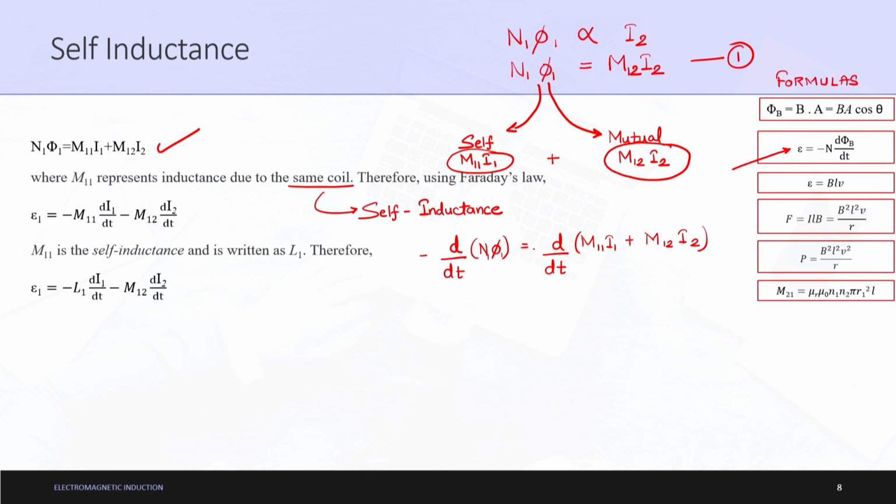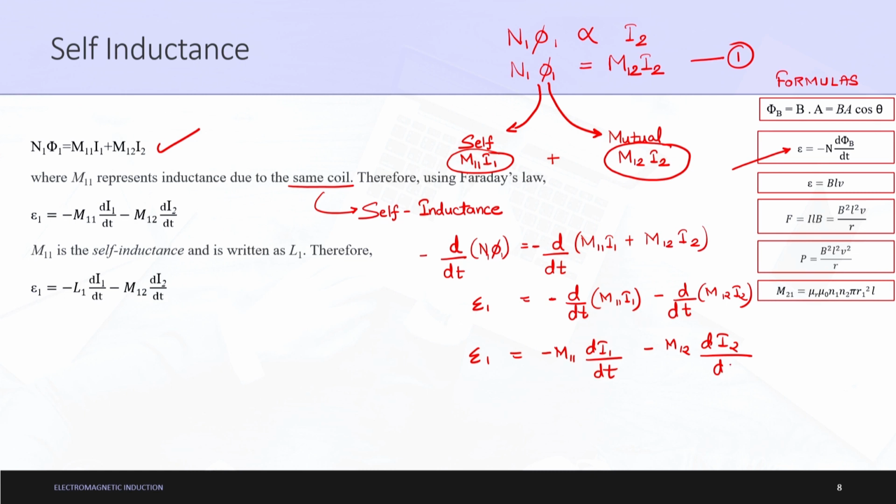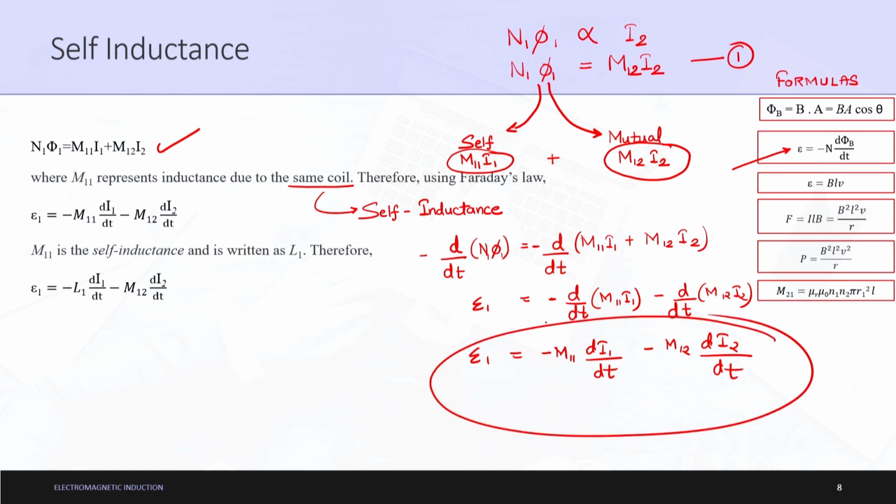Putting a negative sign on both sides, the value on your left is nothing but the epsilon 1 value, and this is equal to minus d by dt of M11 I1 minus d by dt of M12 I2. So, epsilon 1 is nothing but minus M11 di1 by dt minus M12 di2 by dt. This is nothing but the formula written here. Moving on.